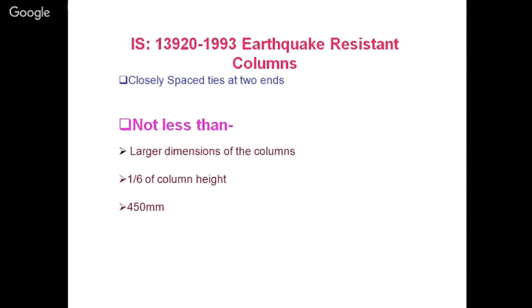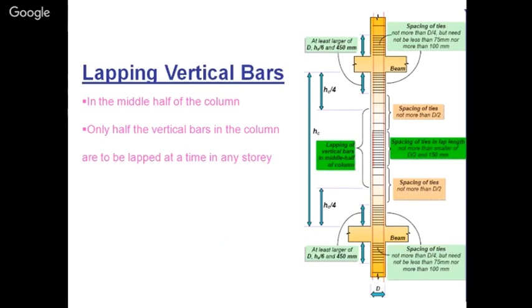135-degree hooks, closely spaced ties at two ends, that is larger dimensions of the columns. We need to keep 1/6 of the column height. That means this is the zone where we are supposed to keep the tie spacing very small. It should be 450 mm.